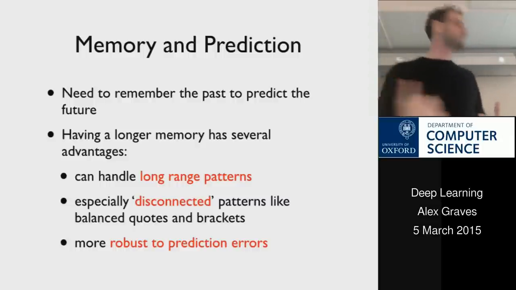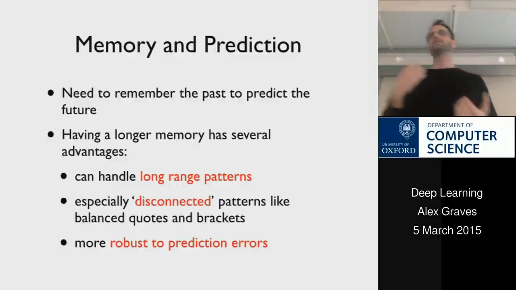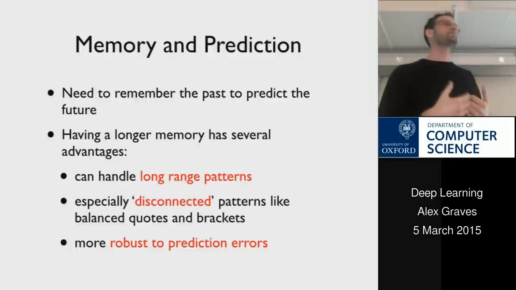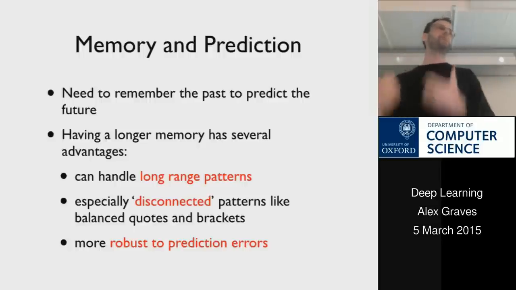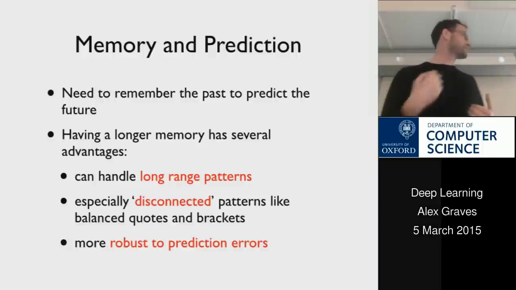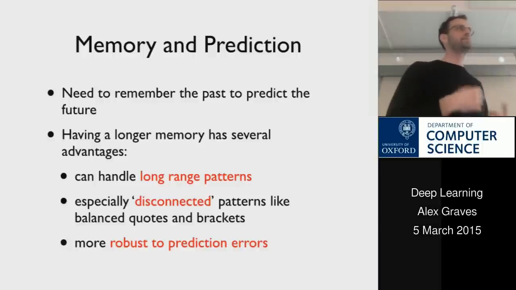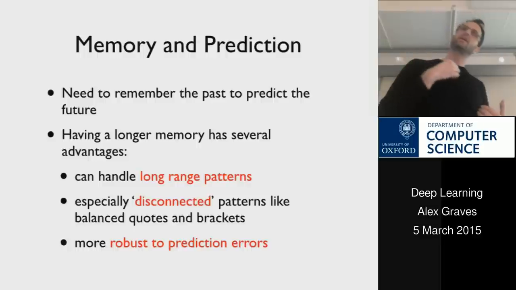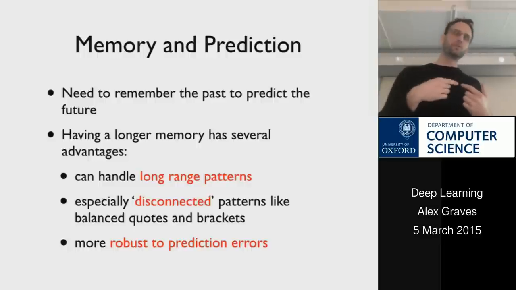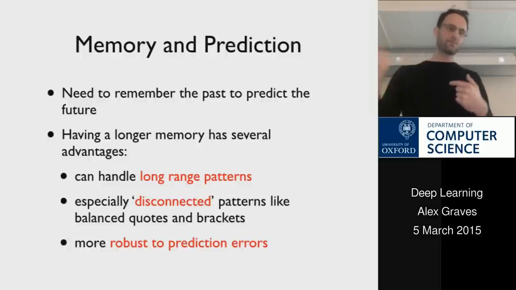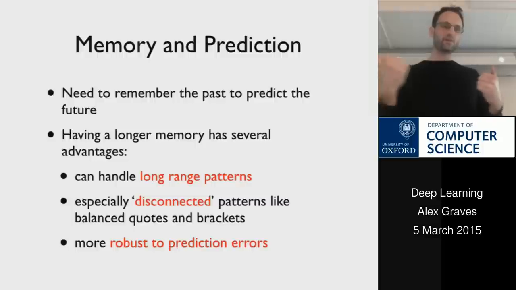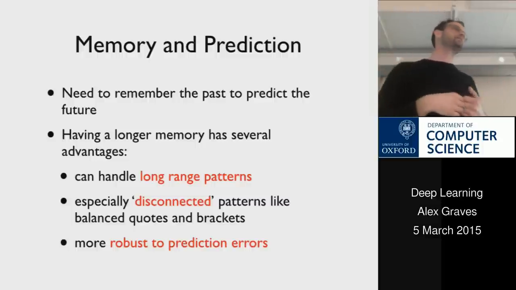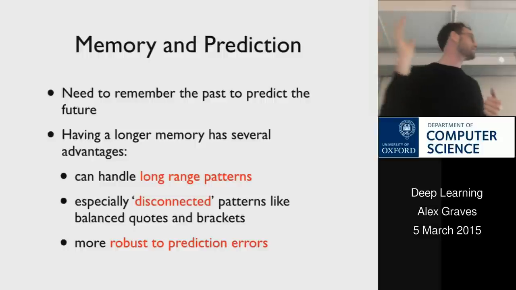And maybe the more profound point to make here is that the better your system makes use of its memory to make predictions, the more robust it becomes to prediction errors. What I mean by prediction errors is that if you're generating a sequence by iteratively picking a sample from your model and then feeding it back in, then picking another sample and feeding it in, what tends to happen is it works fine for a few steps, and then you generate something that doesn't look anything like the training data it's seen before, and from then on the model just breaks.